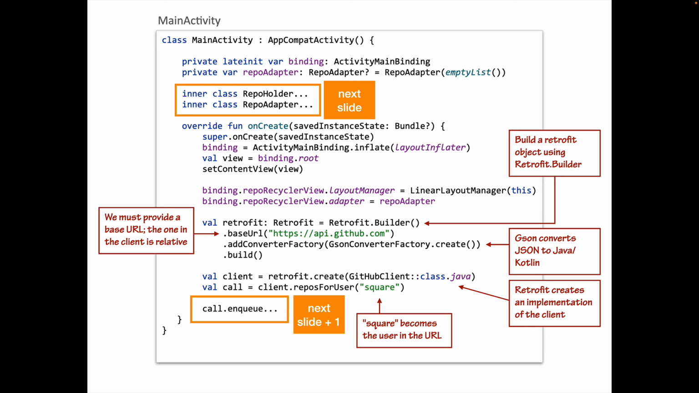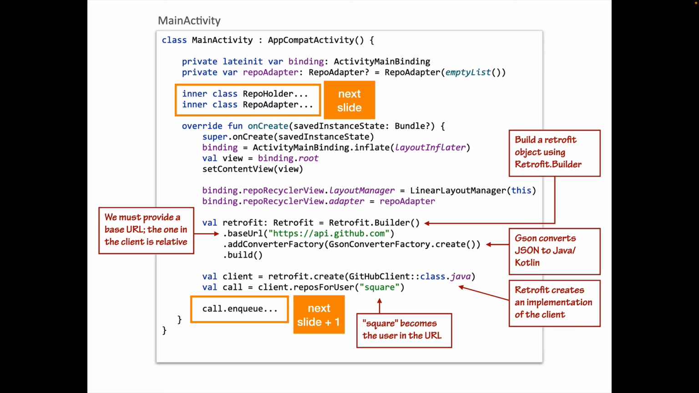After we create the binding and assign both a linear layout manager and the repo adapter to the recycler view, we build the retrofit object. To do this, we call retrofit.builder, pass in the base URL, and add the JSON converter factory.